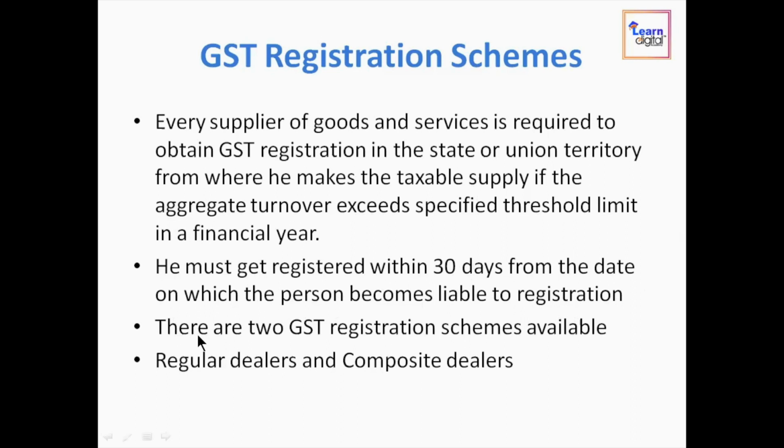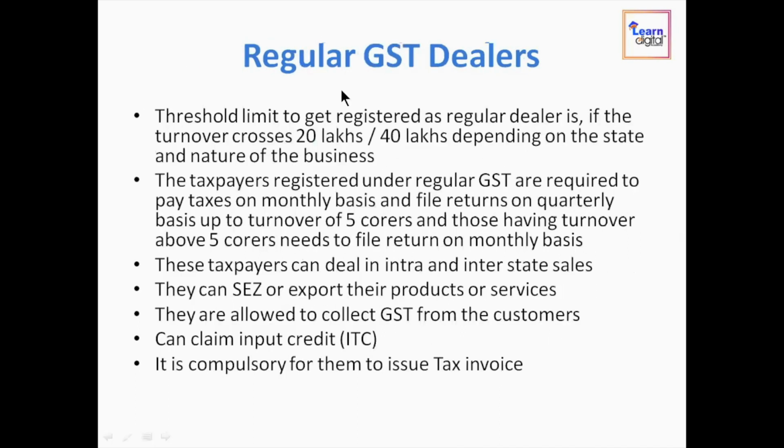Now, the GST registration schemes. There are two GST registration schemes available. First is the regular dealer and the second is the composite dealer. We will discuss these two. Regular GST dealers: the threshold limit to get registered as a regular dealer is if the turnover crosses 20 or 40 lakhs, depending on the state and the nature of the business. We have already discussed this. Again, go to the GST portal for the amended rules.